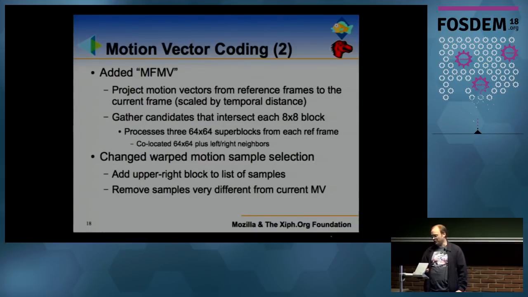We also changed how the warp motion sample selection works. If you recall, what warp motion does is it computes this affine transformation of per pixel motion vectors based on building a local motion model by looking at the current block's motion vector and a bunch of motion vectors from its neighbors. So we added the upper right block to the list of motion vectors that it uses to build that model, and that helps you get a little bit more robust model. And we also now remove motion vectors that differ a whole lot from the current block's motion vector, which helps the fitting be more robust.